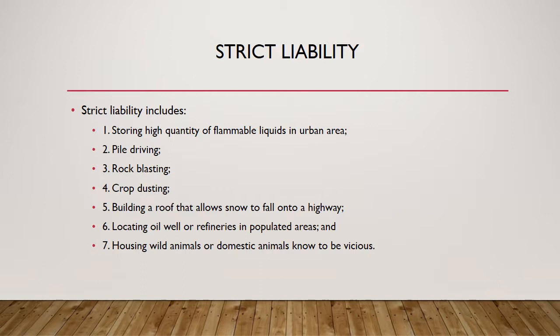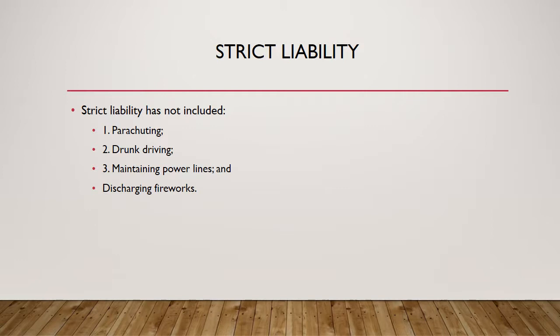But strict liability has not been found to include parachuting, drunk driving, maintaining power lines, and discharging fireworks. Those are things that, like discharging fireworks, you can be extremely careful and protect against some of the risks of harm. Parachuting, drunk driving, I don't think those meet the requirement that they not be something that's of common usage. Same on maintaining power lines. You've got to maintain power lines. Those are something of common usage.